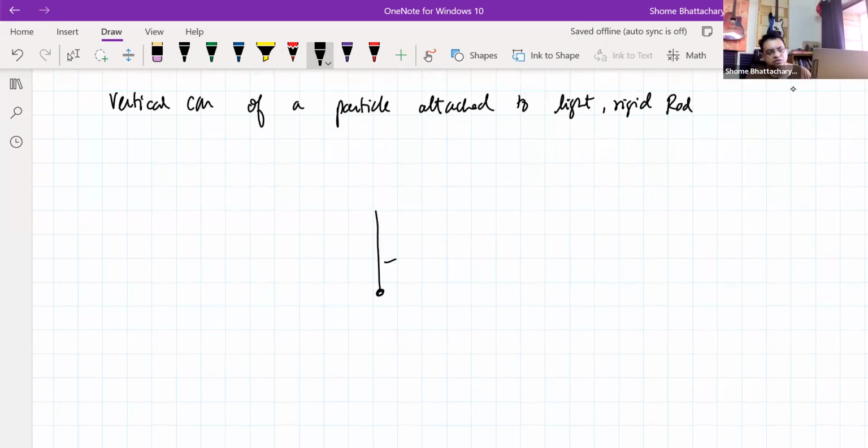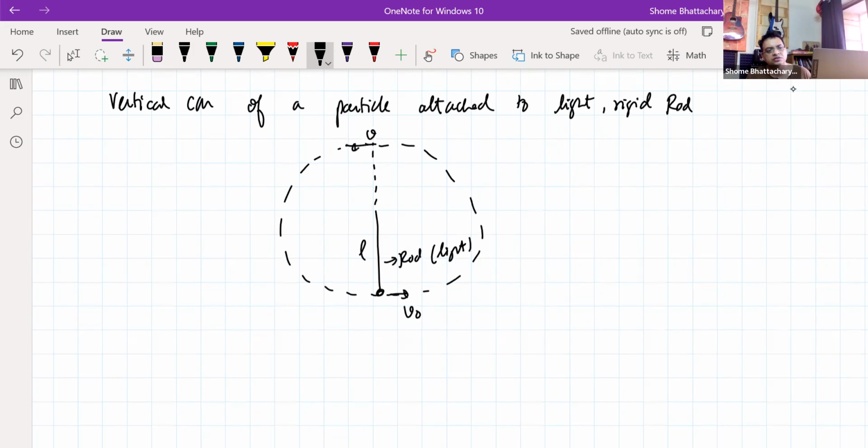So here, if this is a rod, but it's light, of length L, then the difference is that at the top, the tension can be upwards. So the condition for completion of vertical circular motion is that V should be greater than or equal to zero. Actually greater than 0, we can say. Therefore, V0 should be greater than root 4gL, or 2 root gL. So let's look at an example based on this.